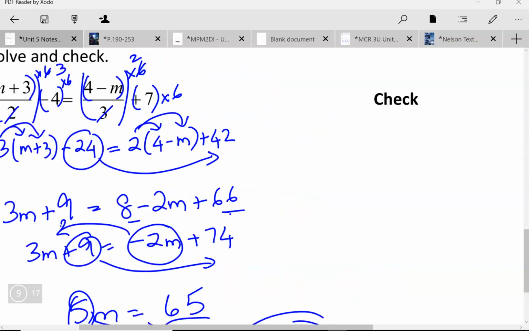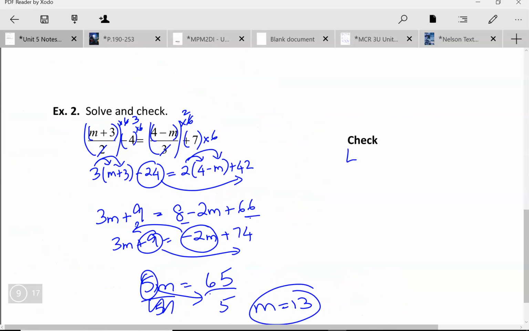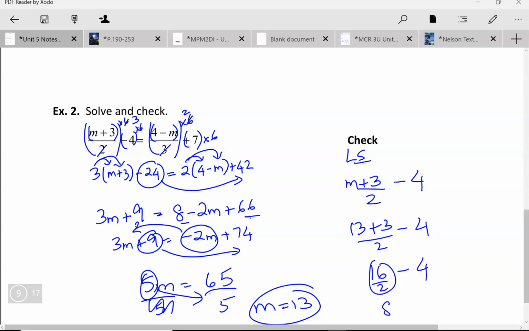Let's do a quick check. Well, quick as in, I wouldn't call this necessarily quick. That's my left-hand side. M here is 13 plus 3. Oh, actually, it's not that bad. 13 plus 3 is 16 divided by 2. This is 8 minus 4, which equals 4.